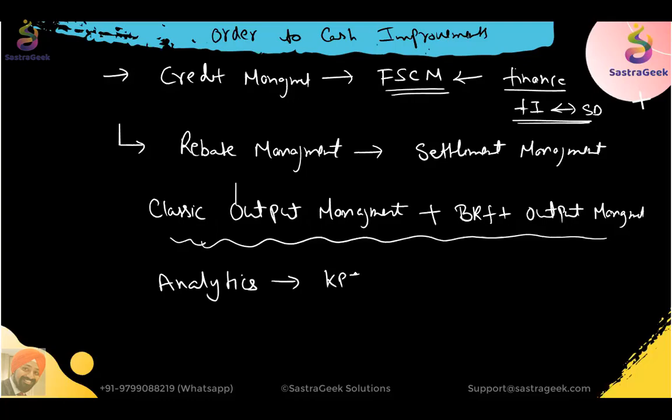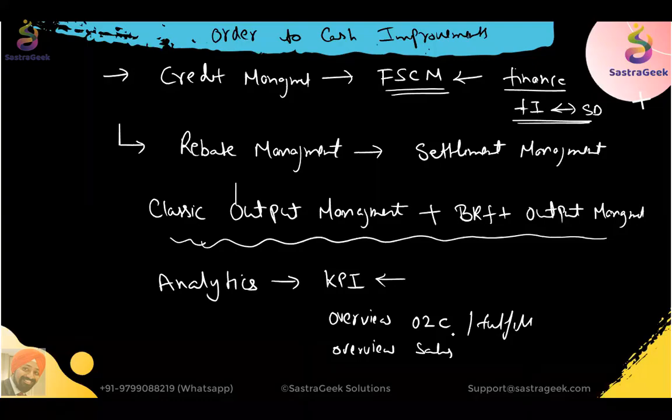Then you have analytics available. KPIs are related to how much of contracts have been converted into sales orders, or how many quotations have been converted into sales orders. That kind of KPI is available. An overview of the order to cash cycle or fulfillment cycle is available. Overview pages for sales are available, and multiple other analytics are also available, the same way we have seen in inventory management. Multiple CDS views are available, with which you can generate your reporting using the query browser.